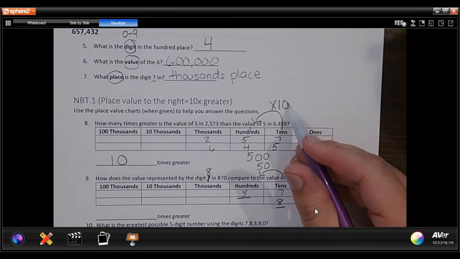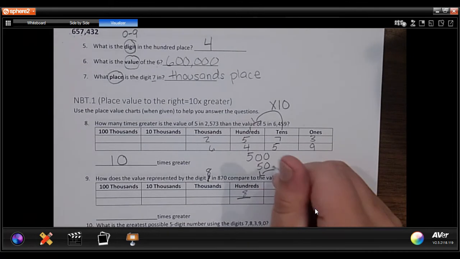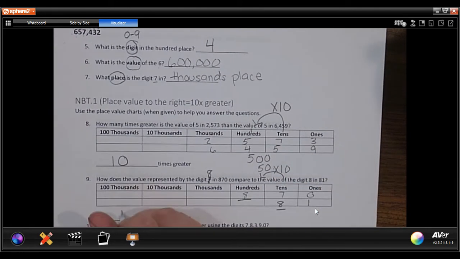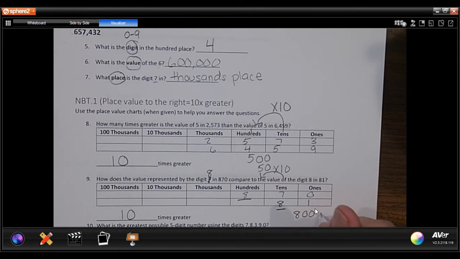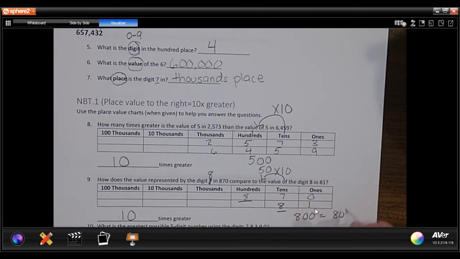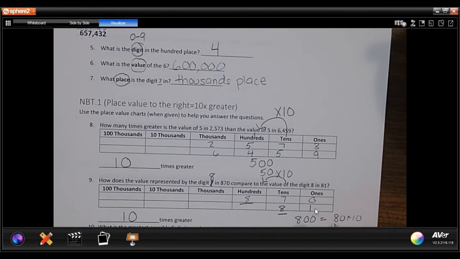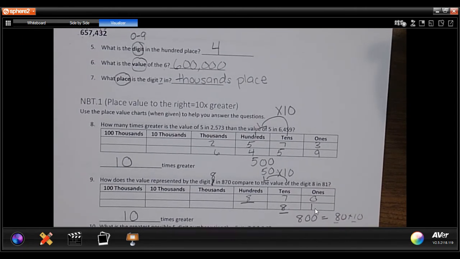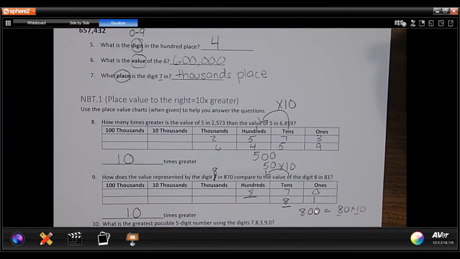This is similar to this one. It is over one place value, so the first one is 10 times greater than the second one. I could check that by saying 800 equals 80. That's the value of this one. 800 is the value of that one, times 10. 8 times 10 still gives me 800. So that value is 10 times greater.